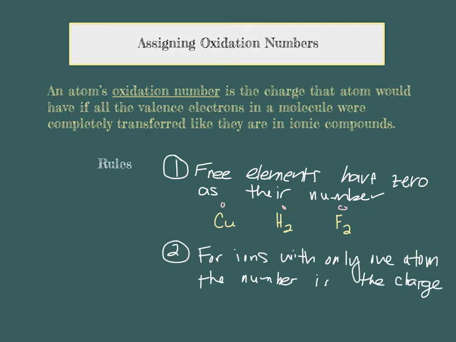Rule number 2. For ions with only one atom, their oxidation number is the charge. For example, if we had copper 2+, the oxidation number would be 2. For iron 3+, the oxidation number would be 3. For the oxide ion, the number would be -2.